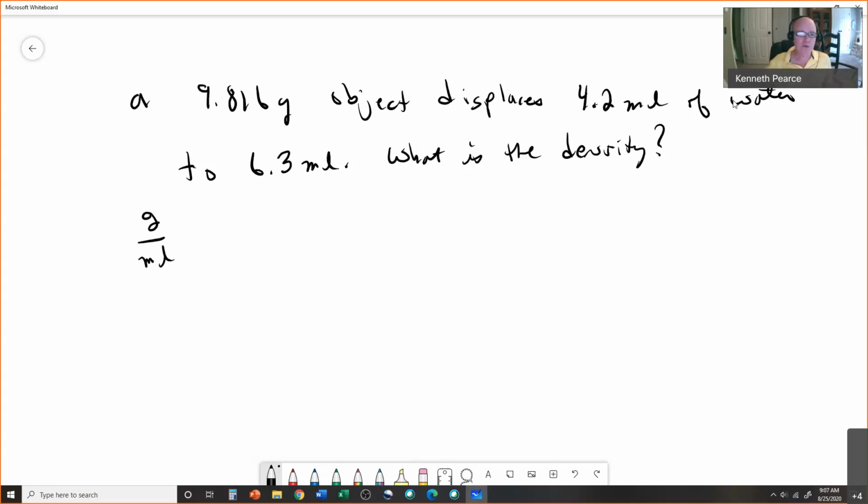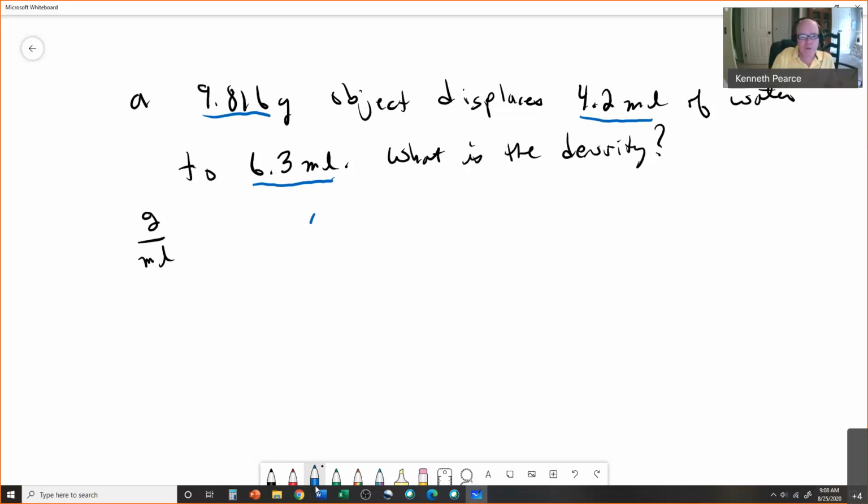Okay, now the grams are real easy to find. That's the 9.186 right up here. There's your grams. And what about the volume? Now this is where it gets tricky, because I don't have a visual up here, but you have to realize, what's the volume? The volume is not 6.3 milliliters. The volume is not 4.2 milliliters. The 4.2 milliliters is the volume of the water before you add the object. The 6.3 milliliters is the object and the water together.